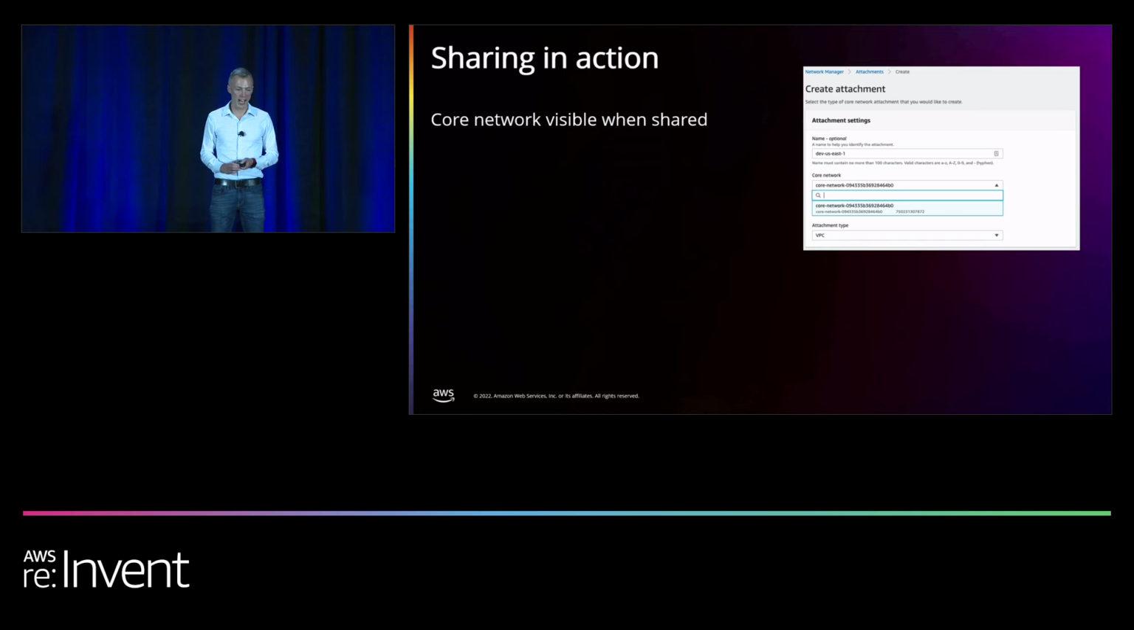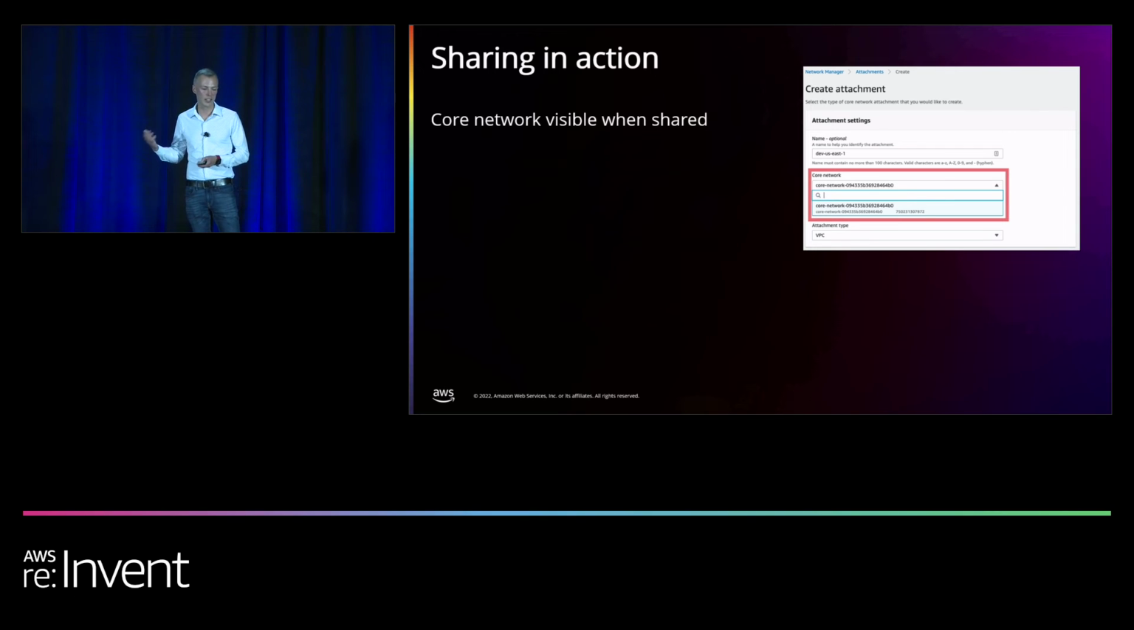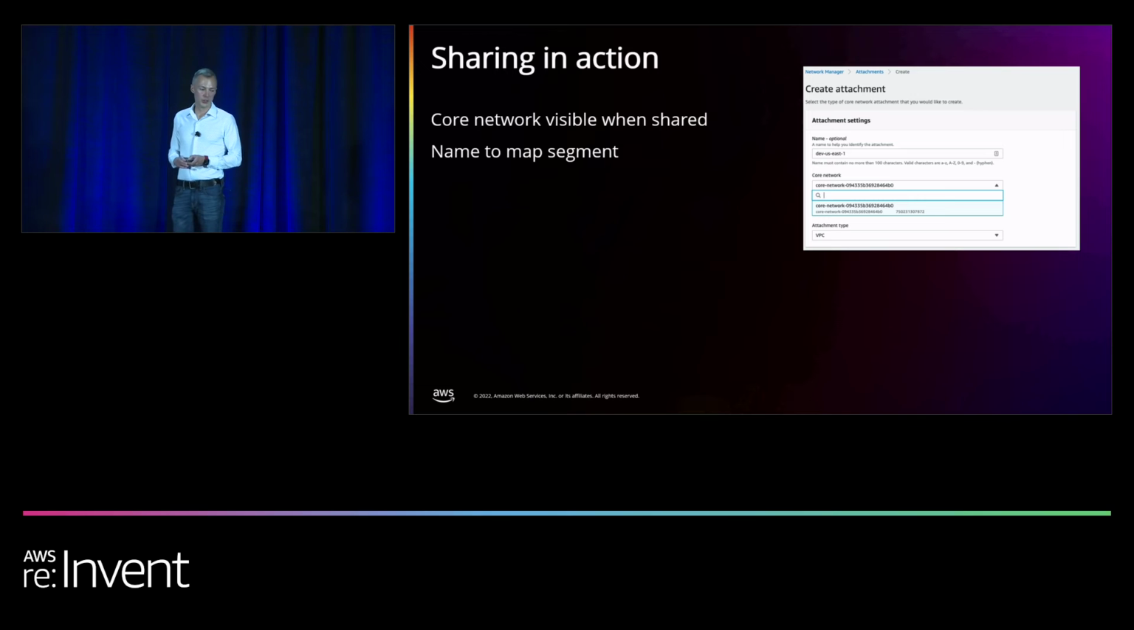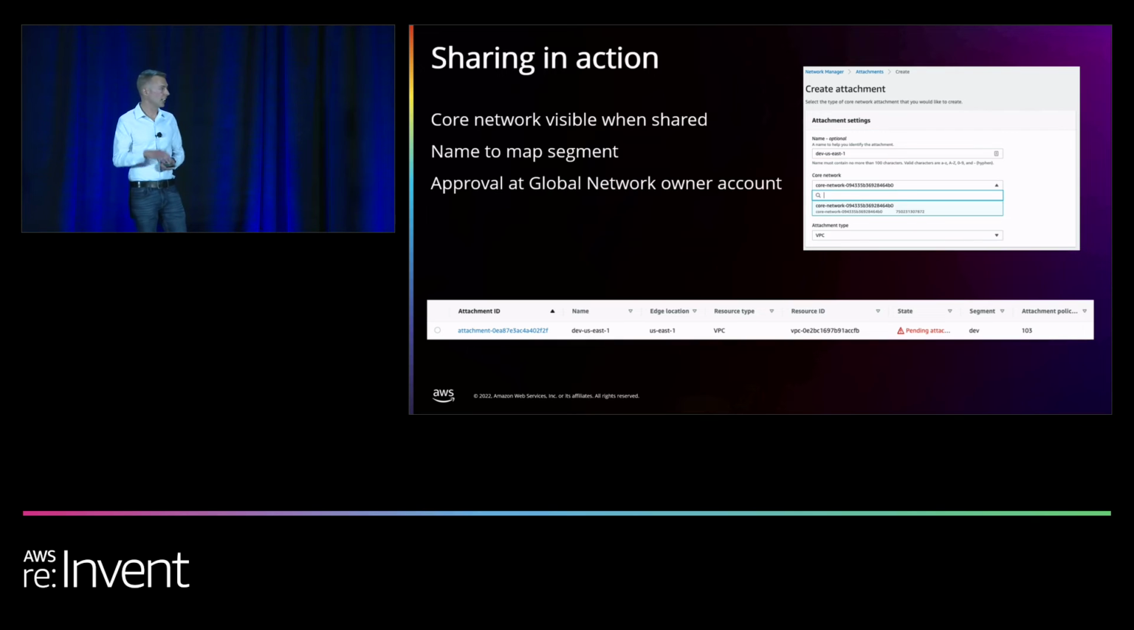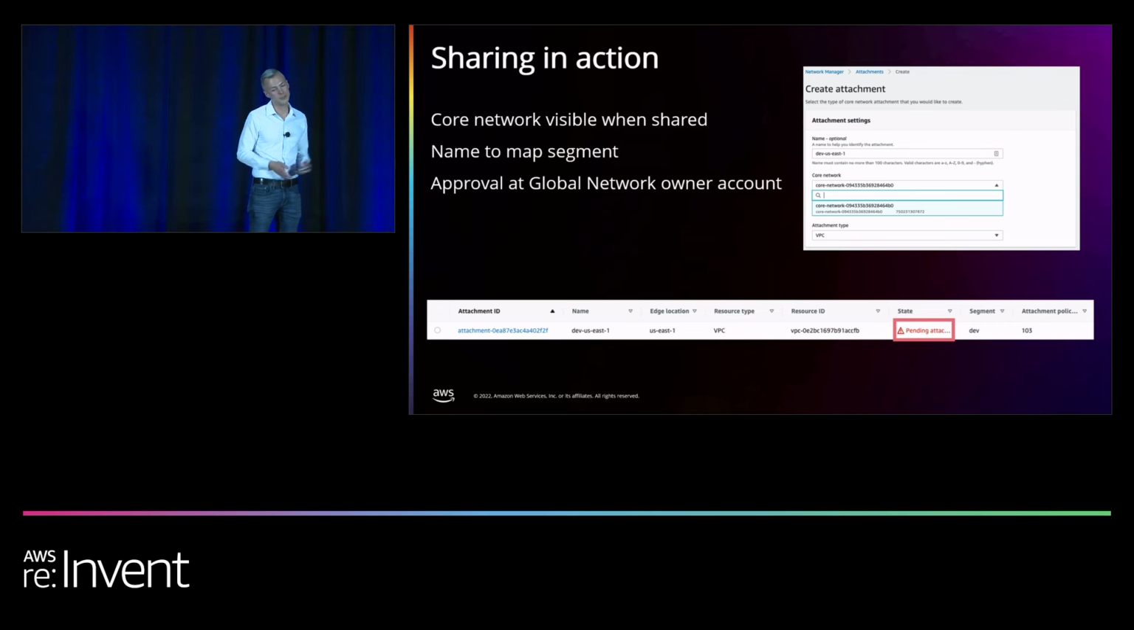So if we look at this in action, we can see we have a core network. This is a subordinate account. Because I've shared my core network with that account, it shows up in the console or also the CLI. I can also use the name to map it to a segment. In this case, I've chosen dev in the name. I've then created a rule that says if it contains dev, it's going to go into a dev segment. And then we can see on the bottom what the network admin would see in the networking account, that it's already mapped to that segment, but it's pending attachment. So I'd go in and approve that, and then my VPC is able to talk to the rest of the network in the proper dev segment.